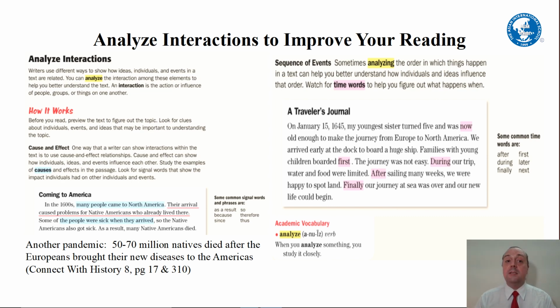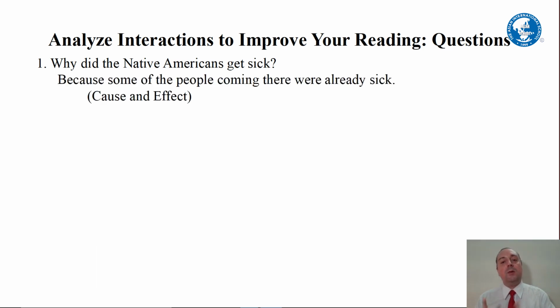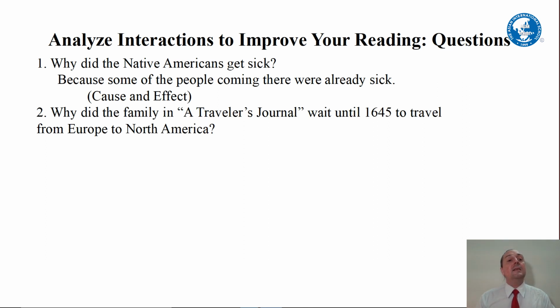So now let's analyze the interactions in Coming to America and A Traveler's Journal and answer some questions. Here we go. First question. Why did the Native Americans get sick? There was a cause and an effect. Because some of the people coming there were already sick. The Europeans brought disease. The Native Americans could not fight the disease. Many got sick and many died. Cause and effect.